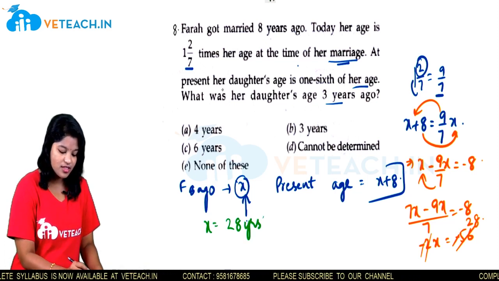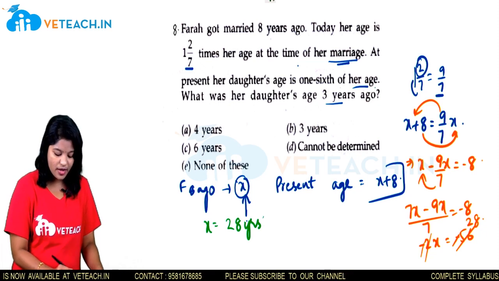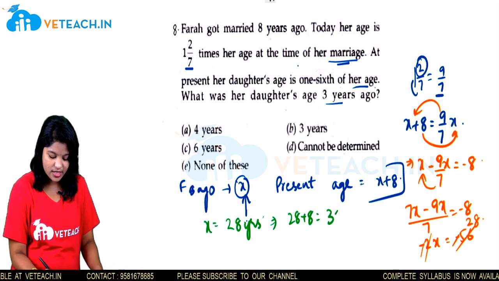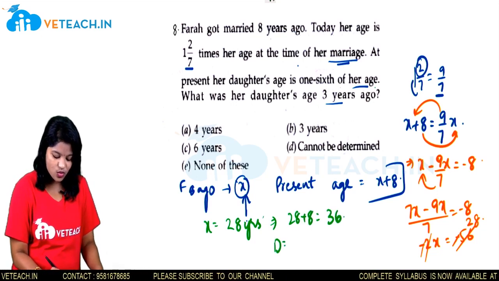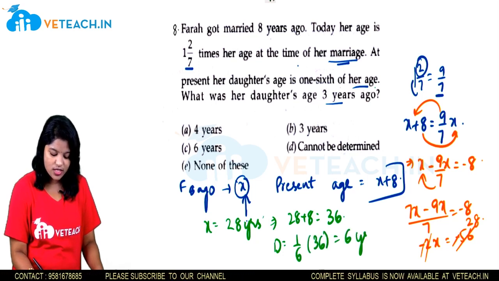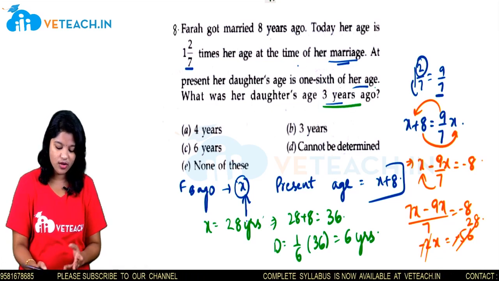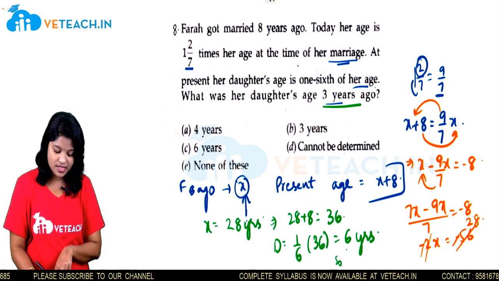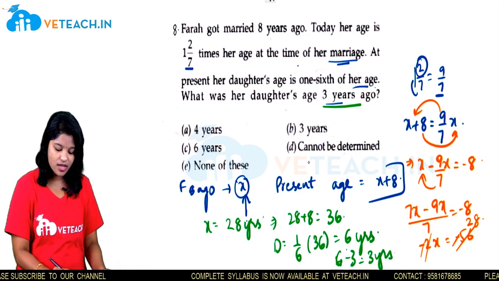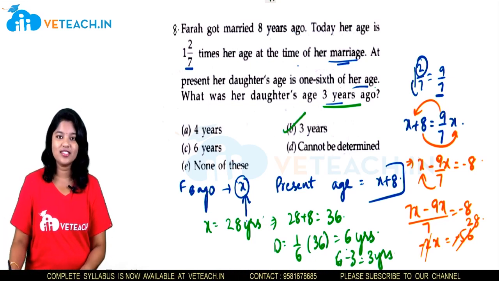Now they have given that at present her daughter's age is 1/6 of her age. So at present Farah's age is 28 plus 8, that is equal to 36. Now her daughter's age is 1/6 of the age of Farah. So that is nothing but equal to 6 years. Now what was her daughter's age 3 years ago? So 3 years ago means simply 6 minus 3, that is equal to 3 years. So 3 years ago her daughter's age is 3 years. So option B is our correct answer.